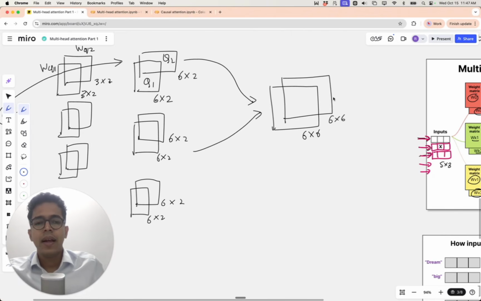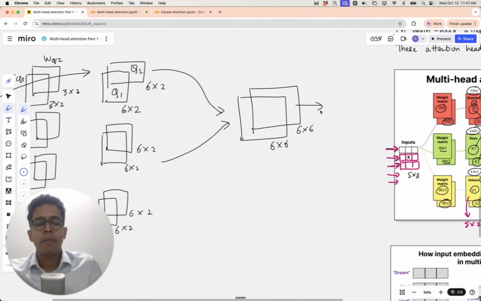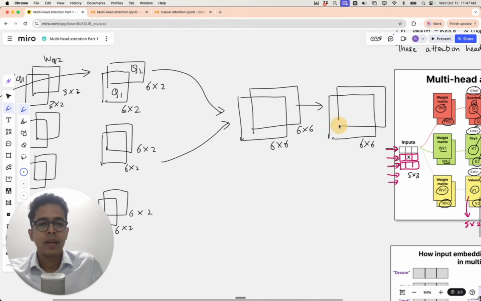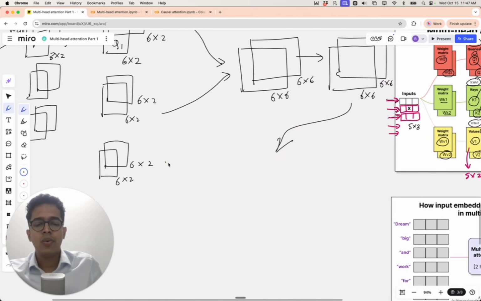And then we perform scaling, masking, softmax, and finally dropout to get the final attention weights. Again, the dimensionality will be 6 by 6 and 6 by 6. Now we have to multiply this with the value matrix. The value matrix is 6 by 2 and this is 6 by 6. So when you multiply 6 by 6 with 6 by 2, the resultant will be 6 by 2. So we'll have two of them.